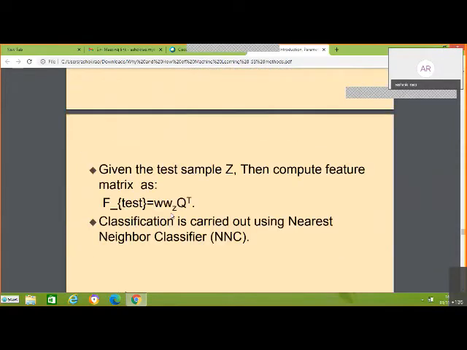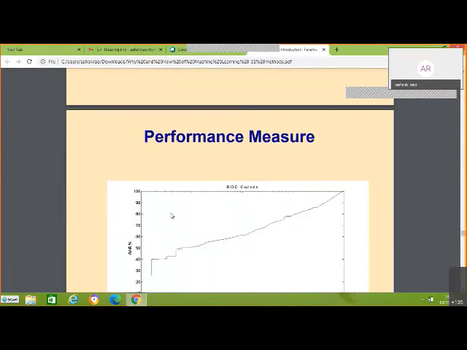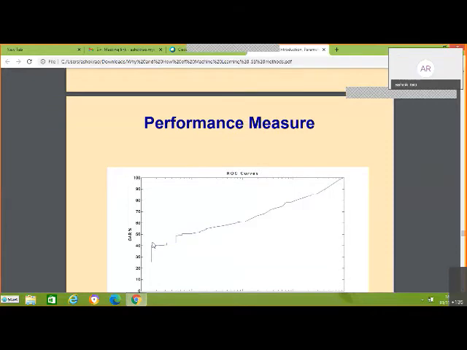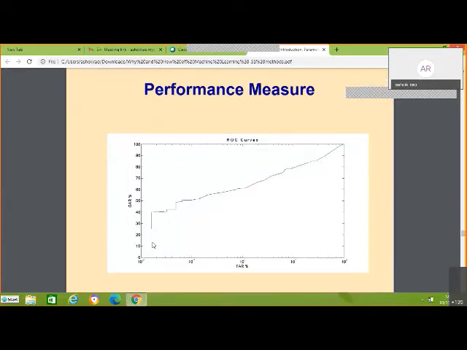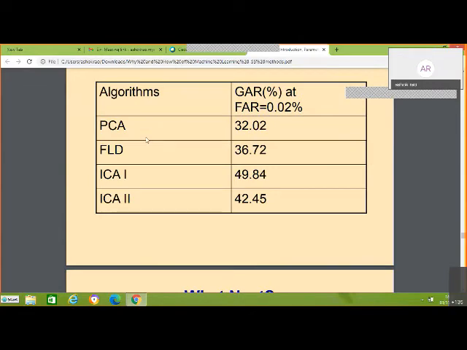ICA2, again around 40, 43. But please remember, ICA1 and ICA2 did better than PCA, which means the following. The data that you have need not be very good with orthogonal eigenvectors. Even if they are non-orthogonal but linearly independent, they are better. So it just tells what kind of data is underlying it.